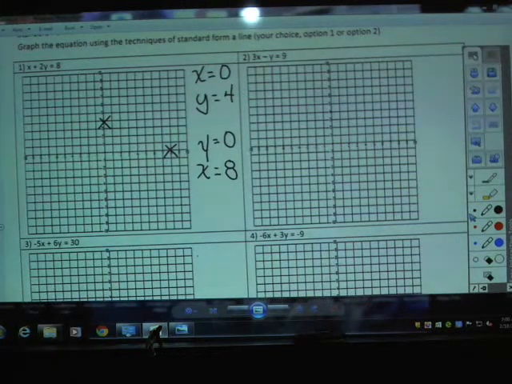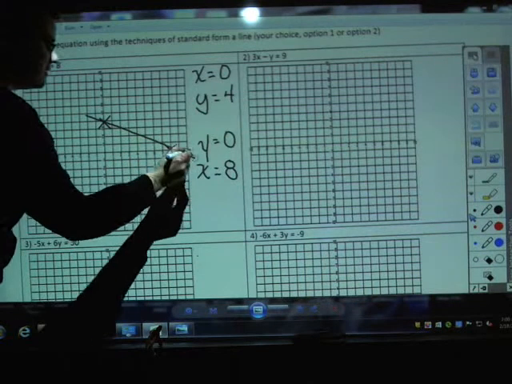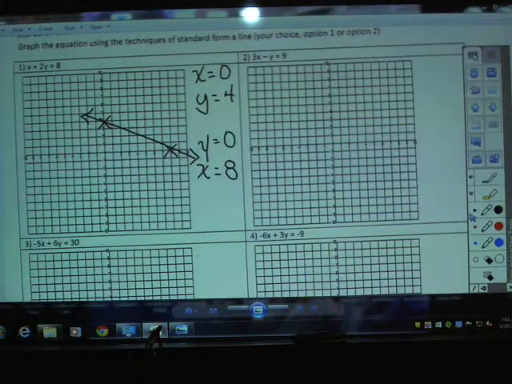Well, there's my 2 dots. I connect my dots. And there's the graph of x plus 2y equals 8. Done. Let's try that one more time with number 2. Number 2 is a little bit of an odd duck, and I want to make sure you see something here. So we're going to again go through the same procedure with 3x minus y equals 9.